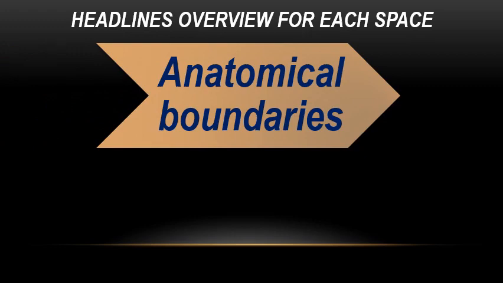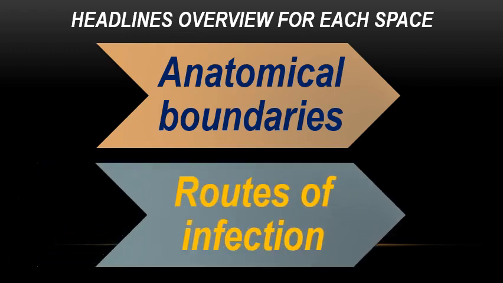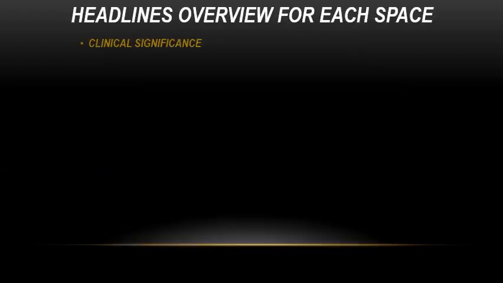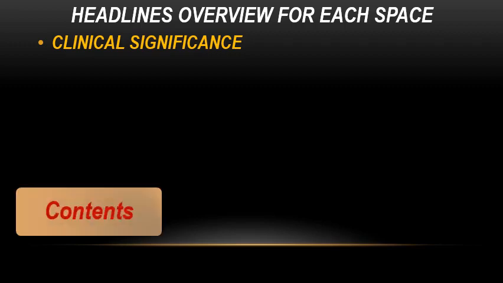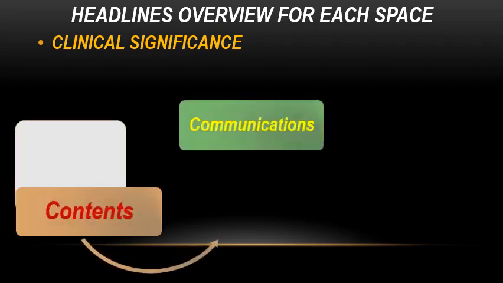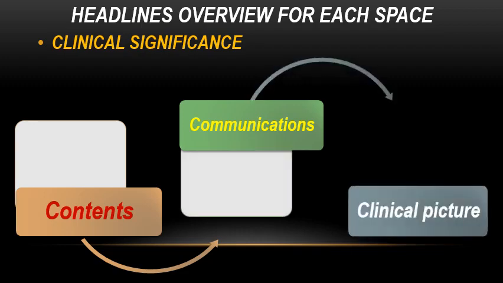What are we going to discuss when talking about each space? First of all, we have to know the anatomical boundaries of this space, and accordingly we should know the routes or sources of infection for this space. Then we will discuss the clinical significance or clinical relevance through the following points: the contents of the space, the communications of this space to the neighboring spaces or the secondary spaces, and last but not least, the clinical picture of involvement of these spaces.